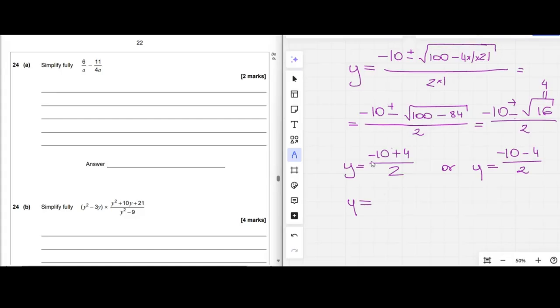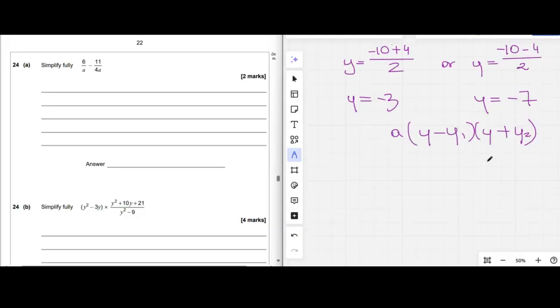So one y will be minus 10 plus 4 is minus 6 by 2, negative 3. Or y is negative 14 by 2 is negative 7. And now we want to put this in factor form of quadratic equation. A was 1.